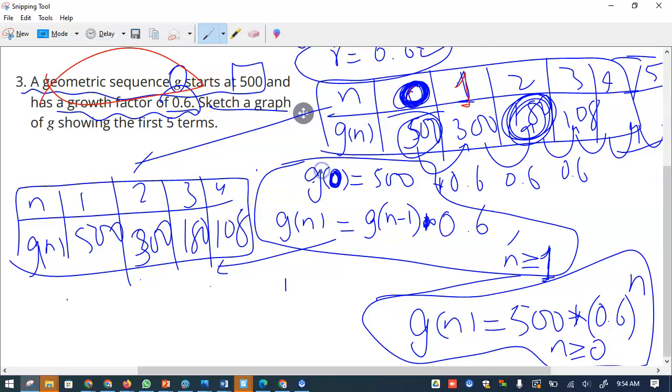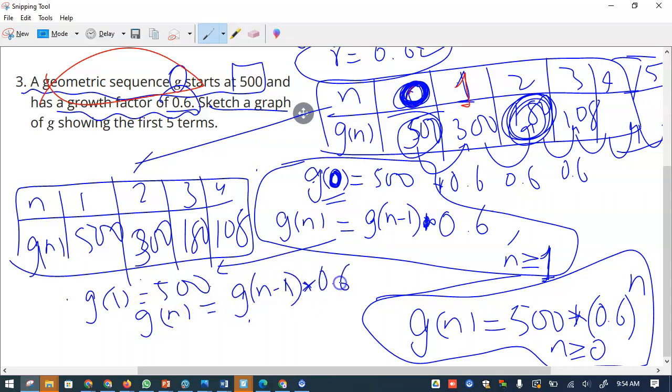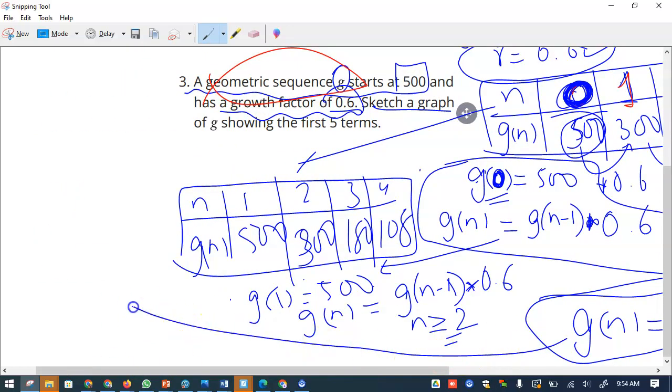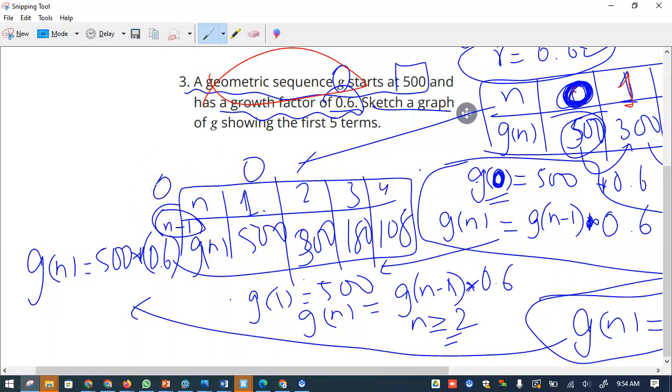Now instead of g of 0, you have to write g of 1 is 500. And then you say any number at any position is the one before, and then you multiply 0.6, but this time you have to write greater than or equal to 2. So here it was 1, but now it is 2. So everything changes, see? And this part will change. The nth term, g n, will be the very first one, 500, and then 0.6 raised to n minus 1. So if it starts at 1, then you write n minus 1 here. If this is 0, then this becomes n here. Okay.